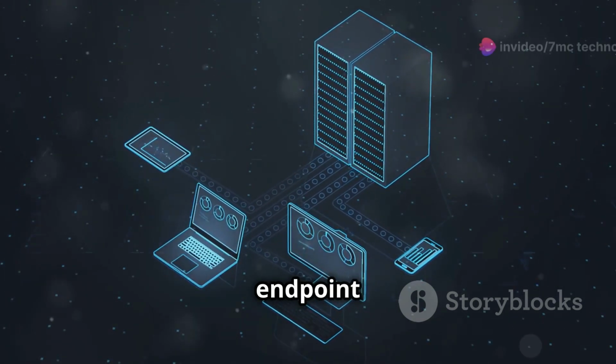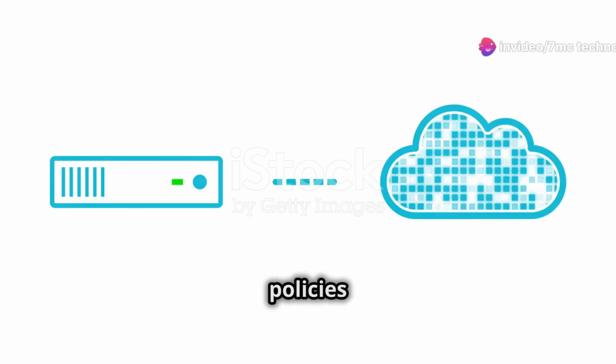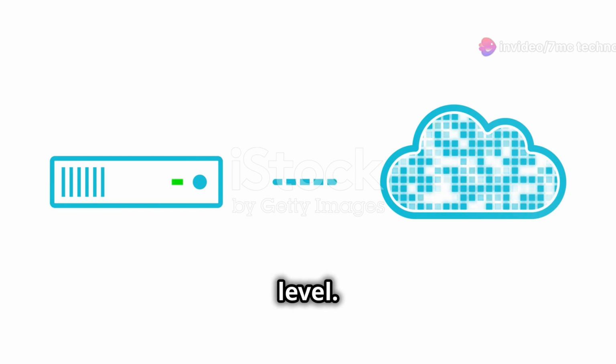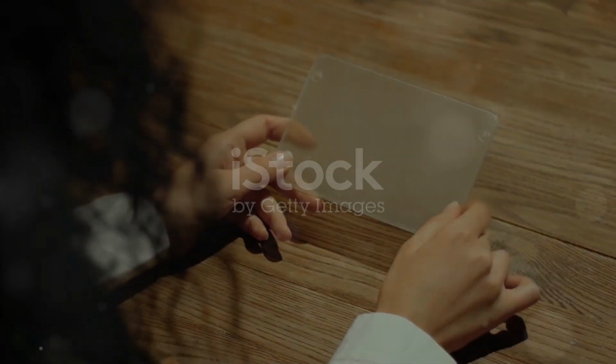Clients have a single endpoint to communicate with multiple services, reducing complexity. Centralized security policies can be enforced at the gateway level. Load balancing and caching can improve overall application performance.